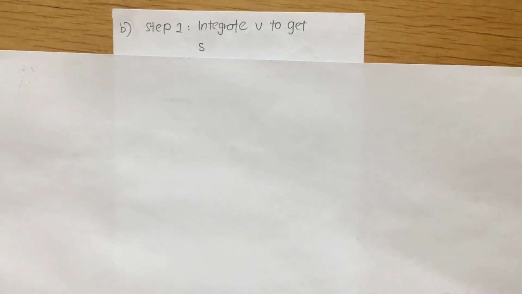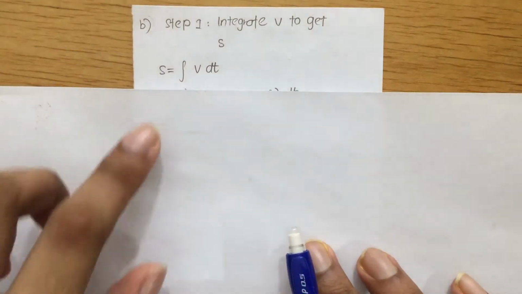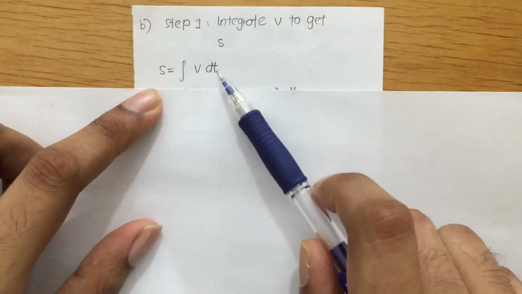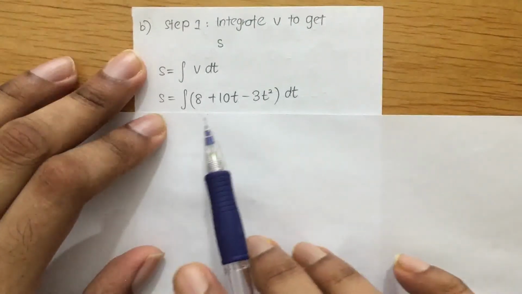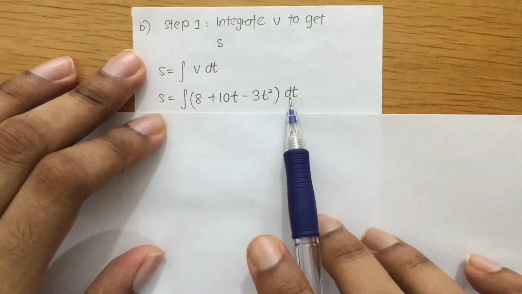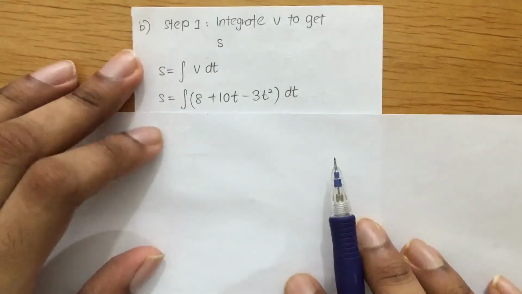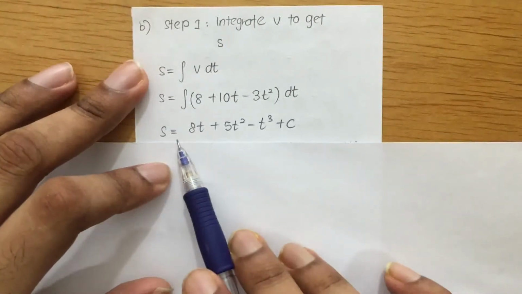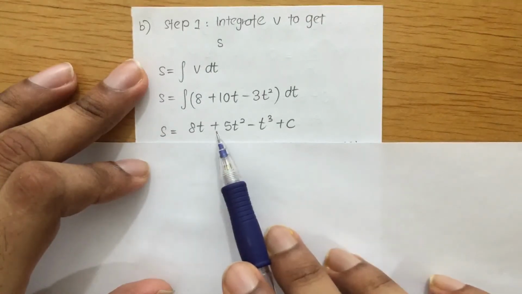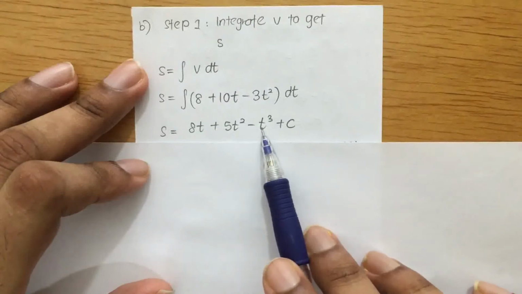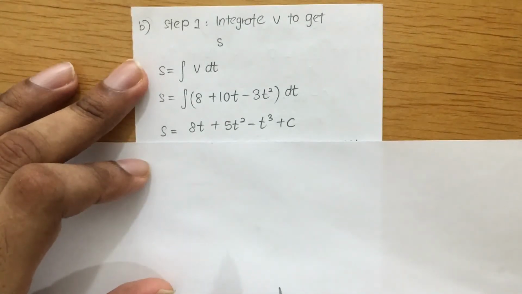For question B, the question asks us to find the total distance traveled by the particle in the first 5 seconds. So how to get displacement? You integrate velocity with respect to time. In this case, our velocity is 8 plus 10t minus 3t squared with respect to dt. So you integrate this, you should get s, which in this case is displacement, equals 8t plus 5t squared minus t cubed plus c.